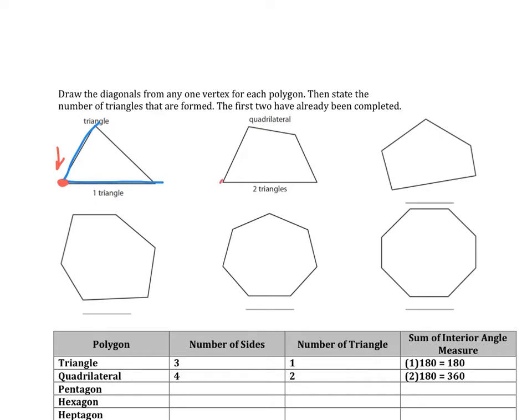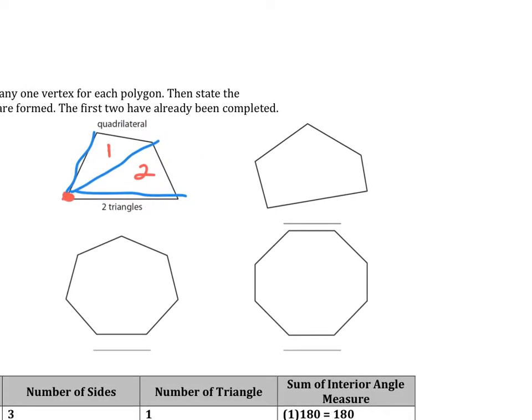Now for the quadrilateral, again, if we start here, draw a line to all of my corners. Oh, hey, look, now I have 2 triangles, 1 and 2. And so if we go to this next shape, I'll do this one with you. Here's my vertex, draw a line. And now we have 1, 2, and 3.